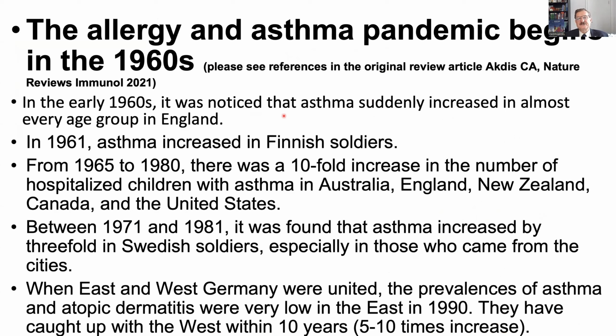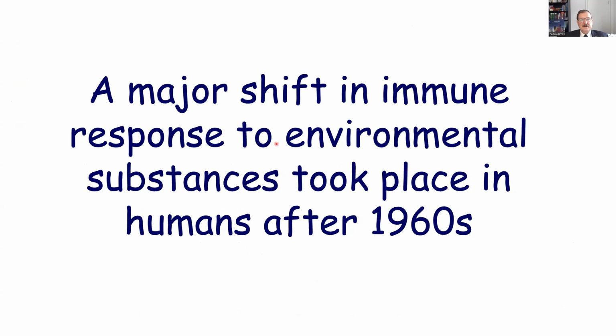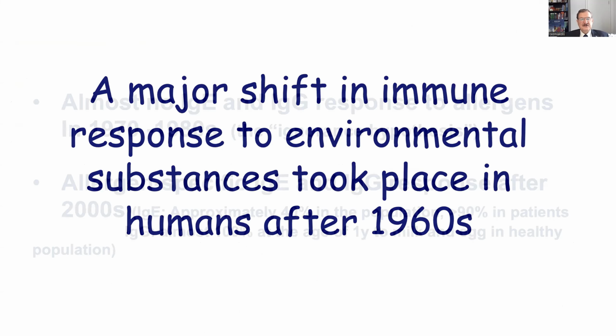In the 1960s, it was noticed that asthma suddenly increased in almost every age group in England. In 1961, asthma increased in Finnish soldiers from 65 to 80. There was a 10-fold increase in the number of hospitalizations of children with asthma in Australia, England, New Zealand, Canada, and the United States. And between 1971 and 1981, it was found that asthma increased by 3-fold in Swedish soldiers, especially in those who came from the cities. When East and West Germany were united, in East Germany the prevalence of allergic diseases, atopic dermatitis and asthma, was in the range of 1.5%, which increased to 10% within 5 to 10 years, to the rates of West Germany.